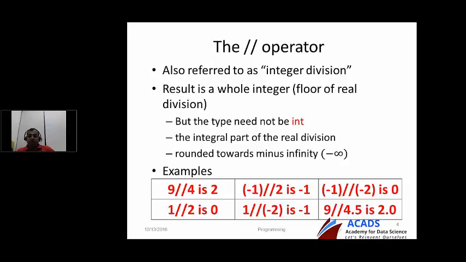You have to remember these three important points about the integer division operator. Even though it's a whole integer, the type is not always int. It is the integral part of the real division, and finally it is rounded towards minus infinity. So any questions?